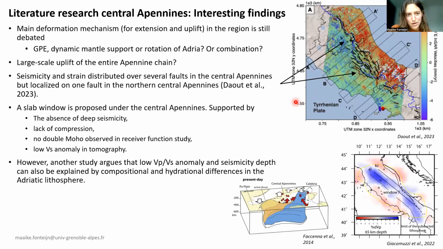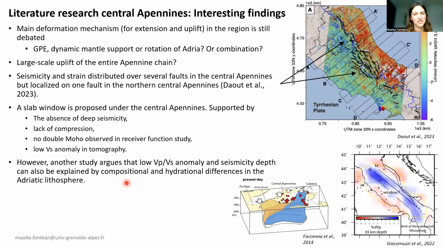And last, there's a slab window proposed under the central Apennines. For those of you who don't know what that is, that's the location where the slab is interrupted. Here's a sketch of such a scenario, where the slab is still attached under Calabria and the northern Apennines, but not under the central Apennines. And this is supported by an absence of deep seismicity, a lack of compression, tomographic anomalies can also be explained by compositional and hydrational differences. So it's not 100% sure yet if there is even a slab window under the central Apennines or not.